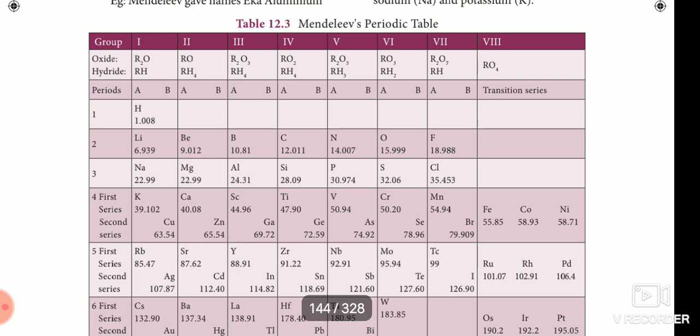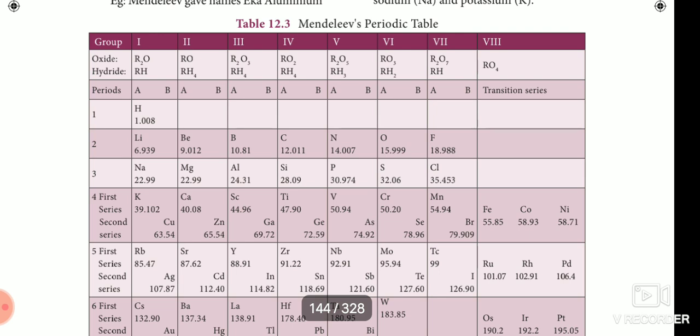Then the next one is the limitations of Mendeleev's periodic table. The first limitation: different properties of elements are arranged in a group. For example, hard metals and soft metals. The hard metals are copper Cu and silver Ag, in the fourth and fifth periods. So these are the hard metals.